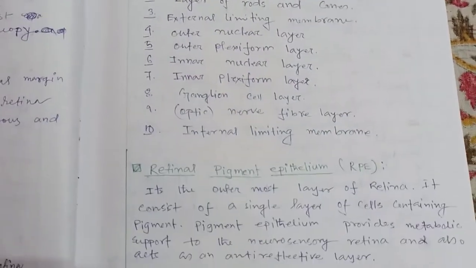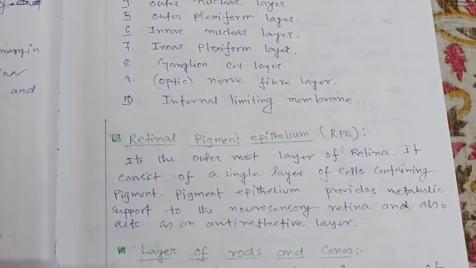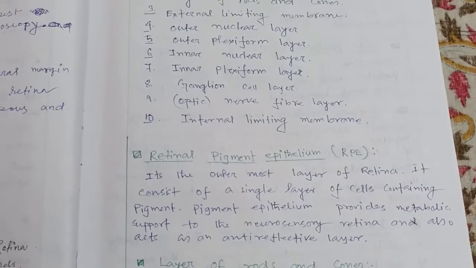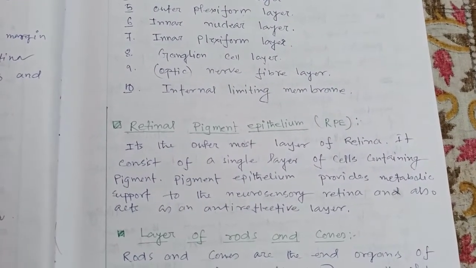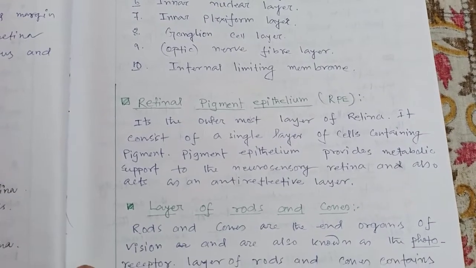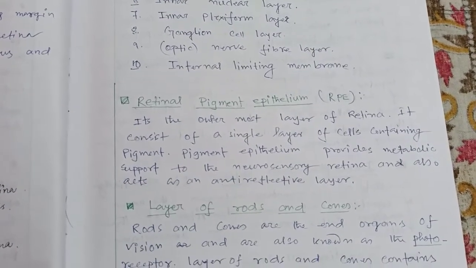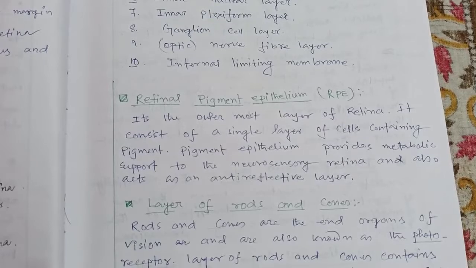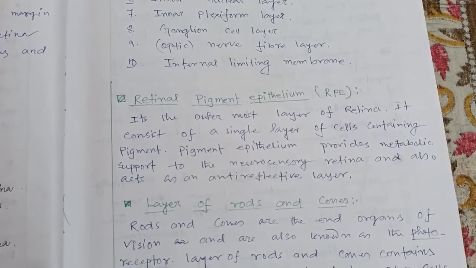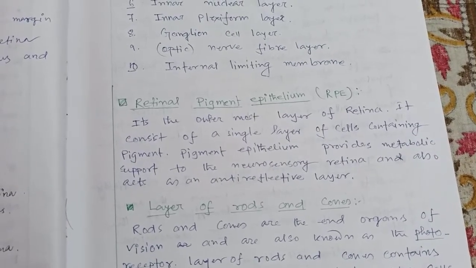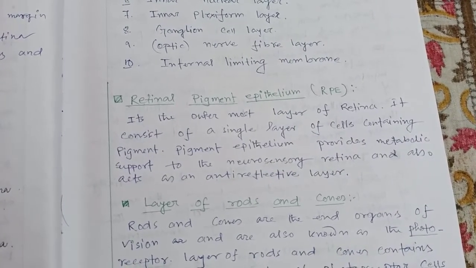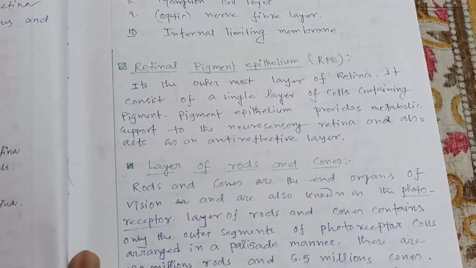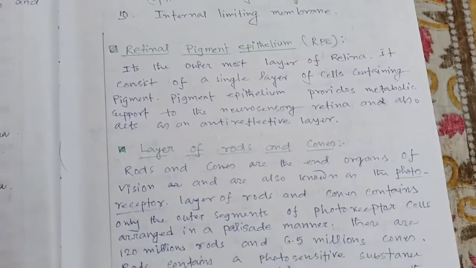তাহলে আমরা প্রথমে দেখব যে রেটিনাল পিগমেন্ট এপিথেলিয়াম। It is the outermost layer of retina and it consists of a single layer of cells containing pigment. Epithelium provides metabolic support to the neurosensory retina and also acts as an anti-reflective layer. Okay, second হচ্ছে layers of rod and cones.